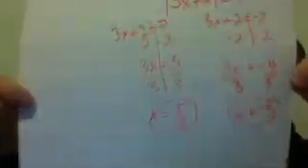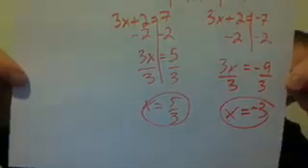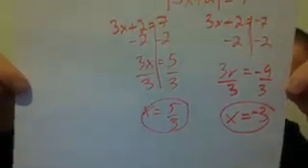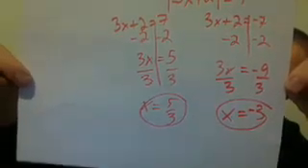So there's what we should get. You should be getting x equals 5/3 and x equals -3. Okay, so hopefully that one wasn't too terrible for you.